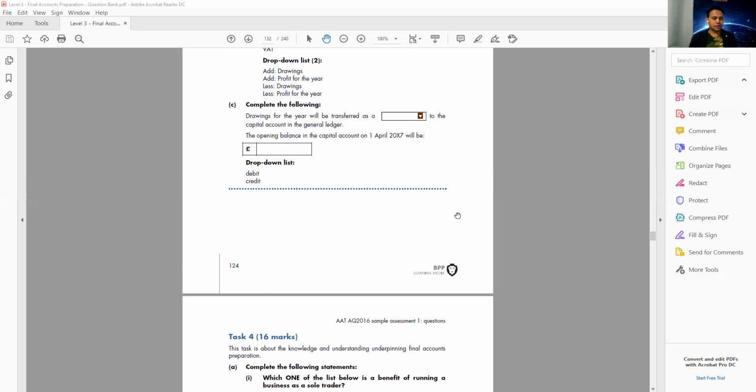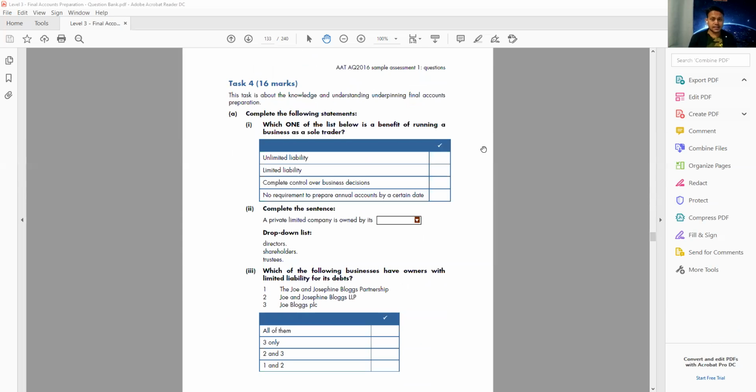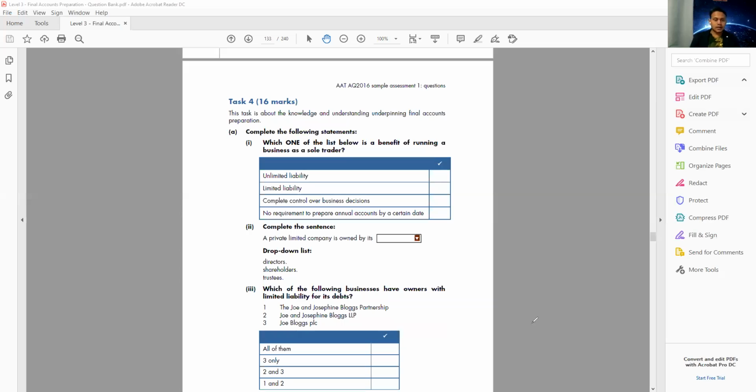Question number 4. We have to answer 6 questions in the exam. Okay, let's have a look. This is a theory question. Let's do it together. This task is about knowledge and understanding for the final preparation. Complete the following statement. Which one of the list below is a benefit of running a business as a sole trader? What is the benefit of running a business as a sole trader, not as a partnership or a limited company? So you have full control, isn't it?